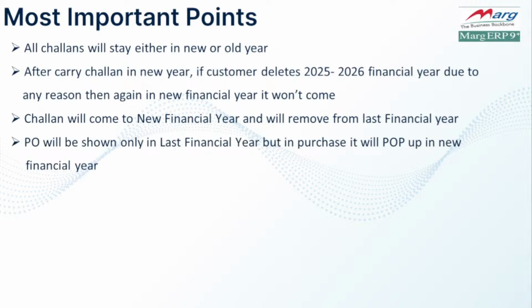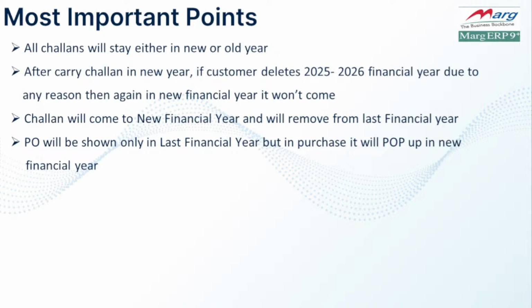PO will be shown only in the last financial year, but in purchase it will pop up. What does that mean? It means all the POs which were created in the last financial year will remain in the last financial year. But whenever you are creating any purchase bill for that particular party, it will pop up. So if there is any PO which was created in the name of XYZ, whenever you are creating a purchase for XYZ, it will pop up. So you will see the pop-up but not the PO in the new year.